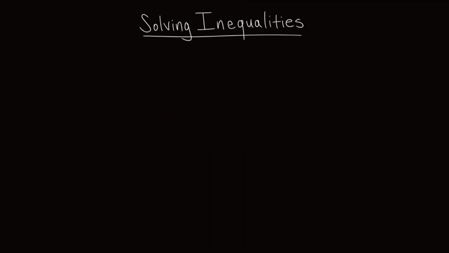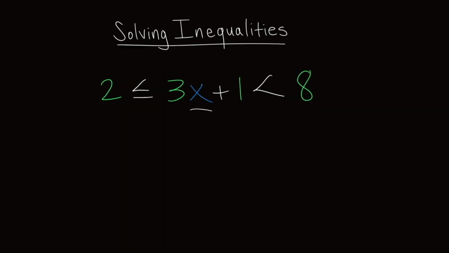All right, let's do one more. Let's consider the double inequality 2 is less than or equal to 3x plus 1, which is also less than or equal to 8. Our goal again is to isolate x. So we want x in the middle here all by itself. How can we do that?